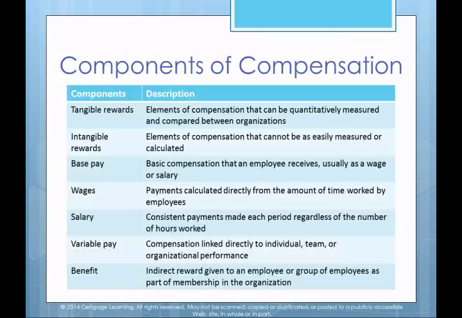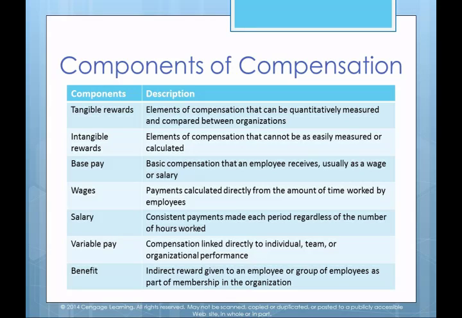So these are the definitions. A tangible reward is elements of compensation that can be quantitatively measured and compared between organizations. Intangible rewards are elements of compensation that cannot be easily measured or calculated. So the nomenclature in the compensation world is base pay, the basic compensation that an employee receives, usually a wage or hourly, a wage or a salary.